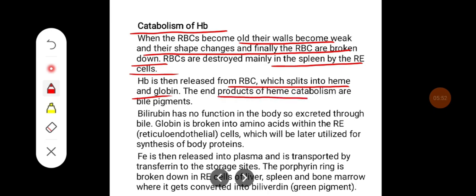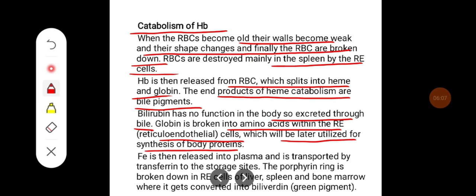The end products of heme catabolism are bile pigments. Bilirubin has no function in the body, so it is excreted through the bile. Globin is broken into amino acids within the reticuloendothelial cells, which will later be utilized for synthesis of body proteins. Iron is then released into the plasma and is transported by transferrin to the storage sites.